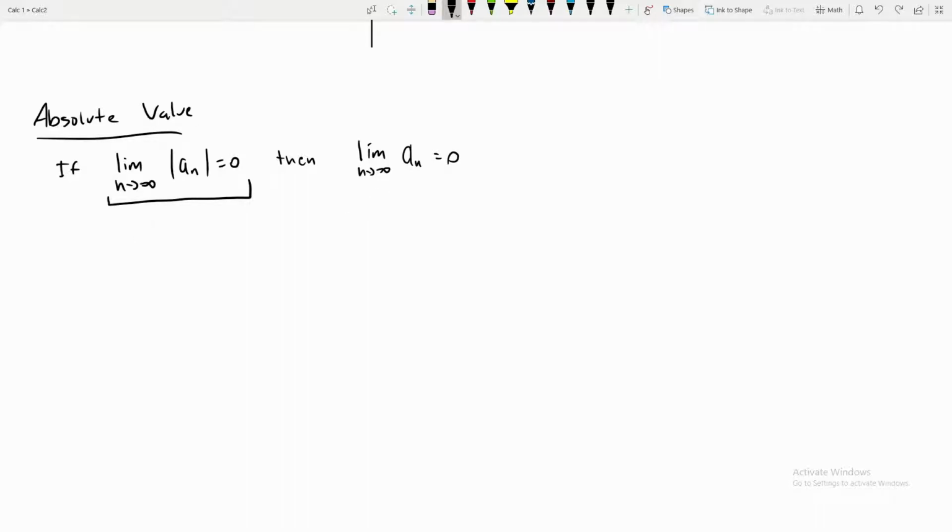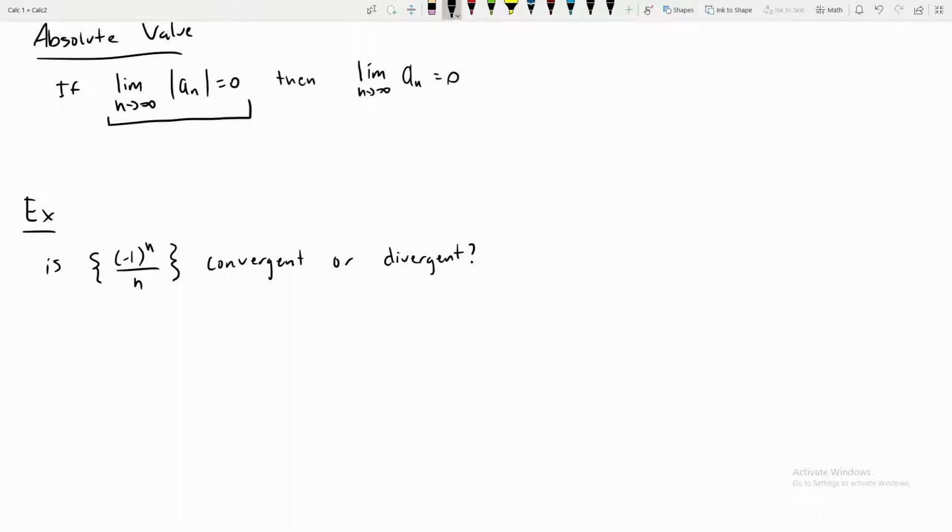So again, all we need to do for this little trick is take the absolute value of the nth term of the sequence, and if that equals 0, well then we can say that the limit as n approaches infinity of a of n also equals 0. So this would be a really good application of that little trick. Again, like I said, once we have this -1, that's a pretty good indicator that we're going to be using this little trick here with the absolute value.